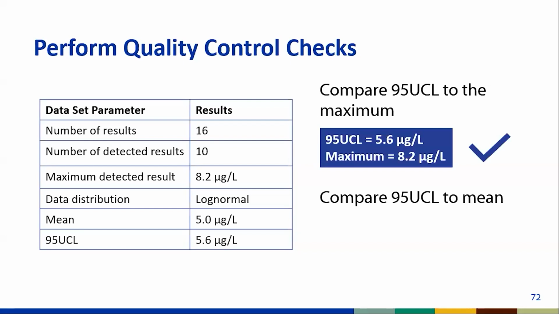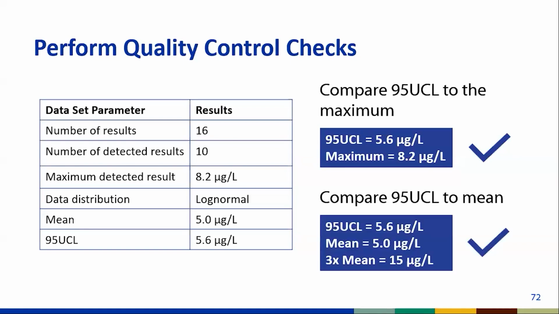Next, the health assessor compares the 95 UCL to the mean. The 95 UCL of 5.6 micrograms per liter is greater than the mean of 5.0 micrograms per liter, as it should be. The value passes the first part of the check. Additionally, the 95 UCL is less than a value equal to 3 times the mean, or 15 micrograms per liter. The 95 UCL is not unexpectedly higher than the corresponding average, and further scrutiny of the data is not required.